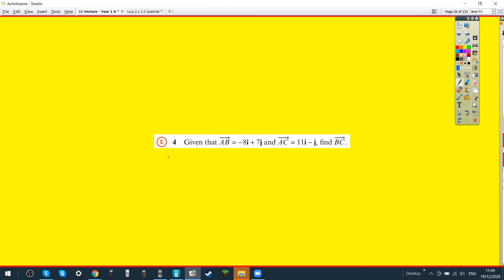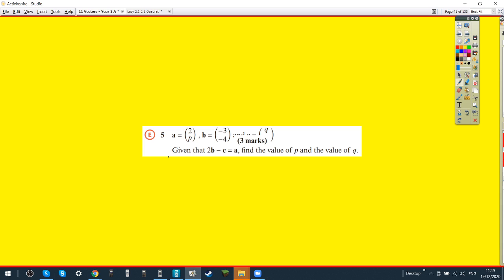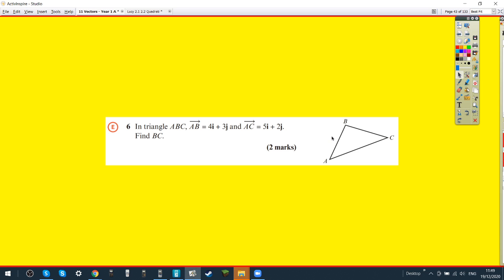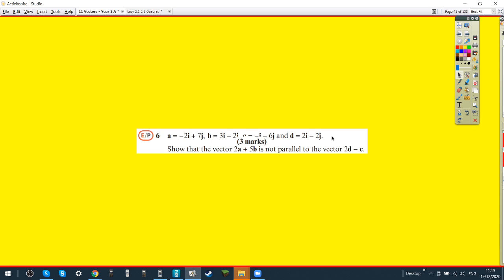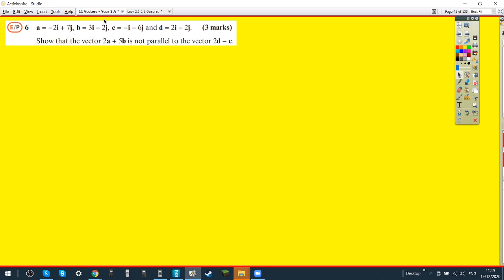Find b to c. Oh, yay. They don't mess around. Let's see, 2b. That's not really. Maybe this will work. 2a. I think this will work. So how would you start this one?